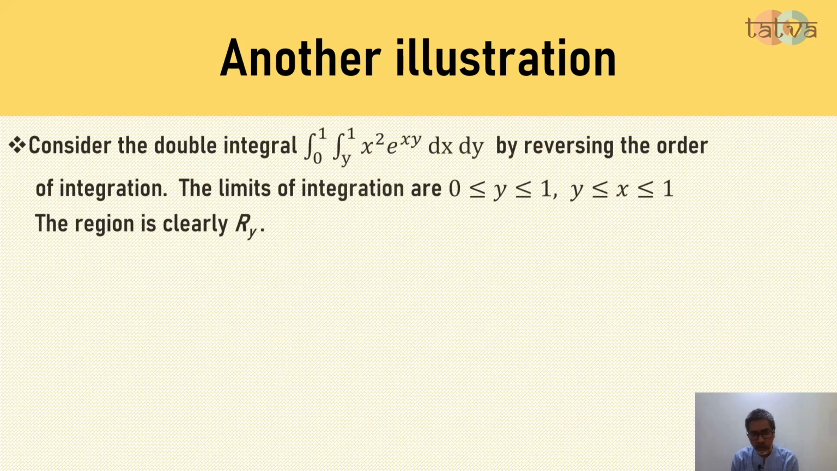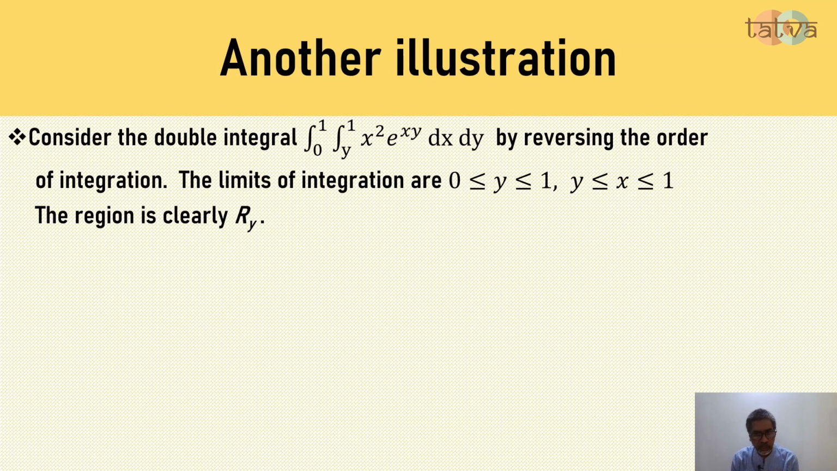Let us look at one more example. In this case, if you observe the limits, the inner limits are functions of y. Therefore, these limits must have come from an Ry region. So the y limits are 0 to 1, x limits are from y to 1.